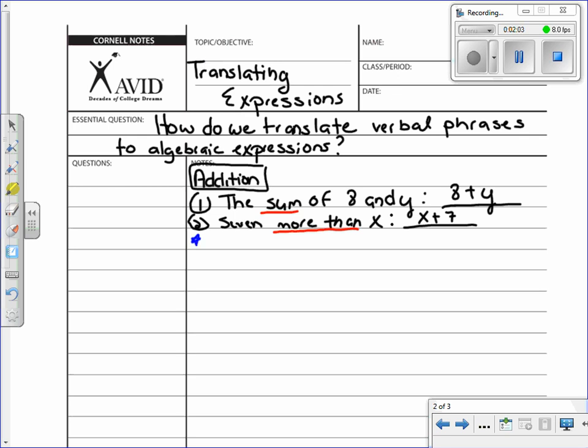Notice that the x came first. That's because more than is a turnaround word. So that means instead of 7 coming first, the x comes first.